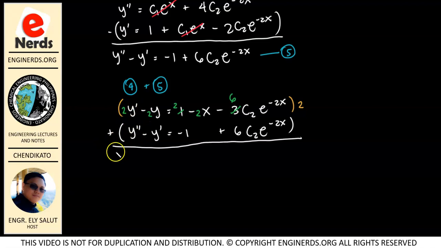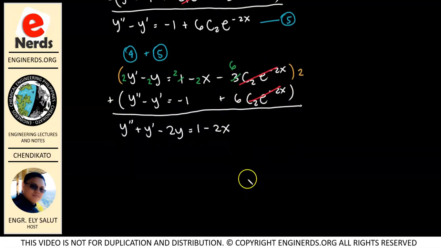So, unahin natin itong y double prime. So, y double prime. Then, sunod yung y prime. We have 2y prime minus y prime will be plus y prime. And then, we have y here, which is negative 2y. So, minus 2y. And our equal sign. Dito na tayo sa right side. We have 2 minus 1. So, we have 1. Then, we have minus 2x here. Minus 2x. And as you can see, minus 6 C2 e to the negative 2x plus 6 C2 e to the negative 2x. So therefore, this will be equal to 0.